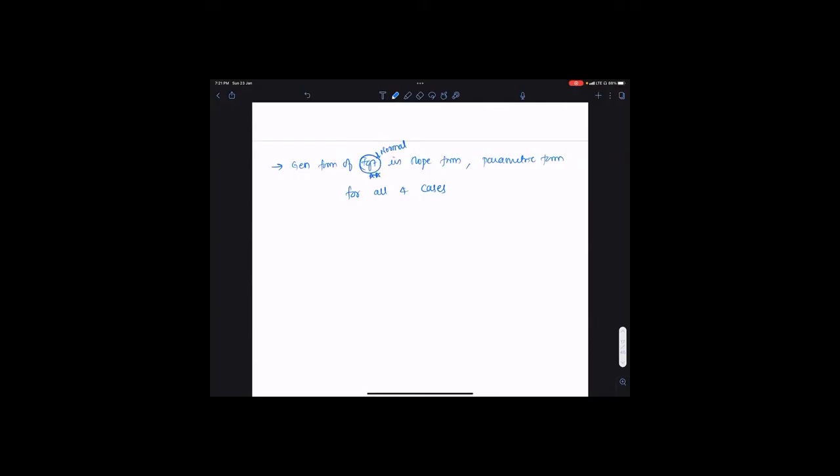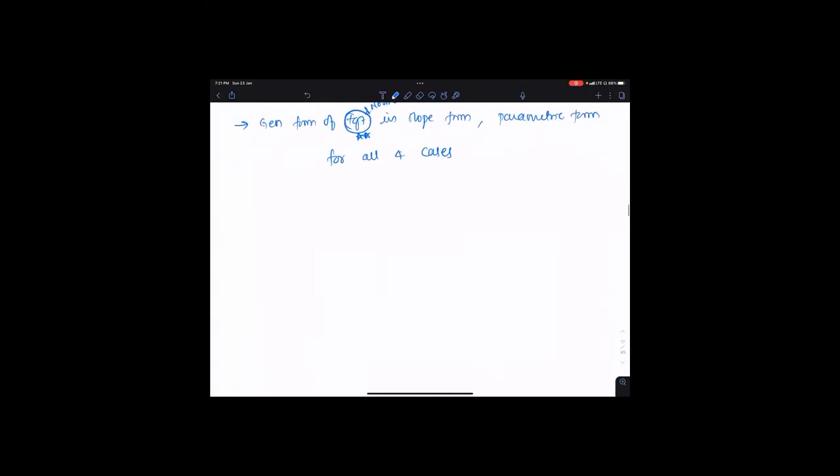There will be a set of 4 equations in slope form, and 4 equations in parametric form. You need to remember them. I'm not deriving them, because I just want to explain where you have to use what.